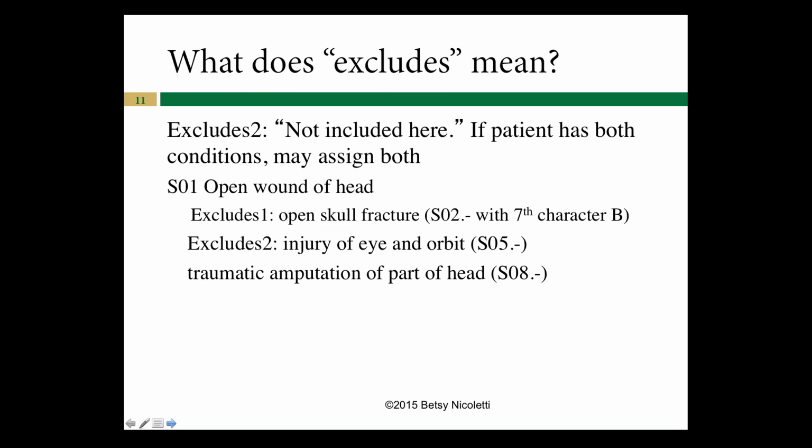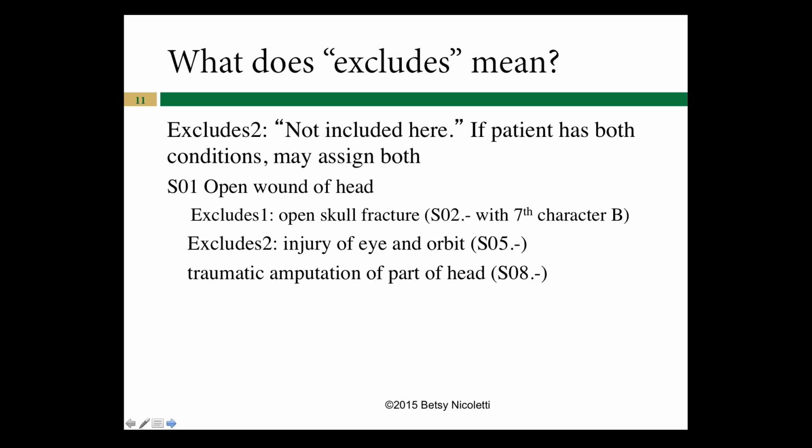But there's also an excludes 2 note. So we're still at S01, open wound of the head, and it excludes 2, injury of the eye and orbit, or traumatic amputation of part of the head. So what it's saying to you is, if the patient has both an open wound of the head and an injury of the eye and orbit, the injury of the eye and orbit can be coded in addition to the open wound of the head. They're not exclusive, but it's also saying to you, if what the patient has is an injury of an eye and orbit, don't use S01.